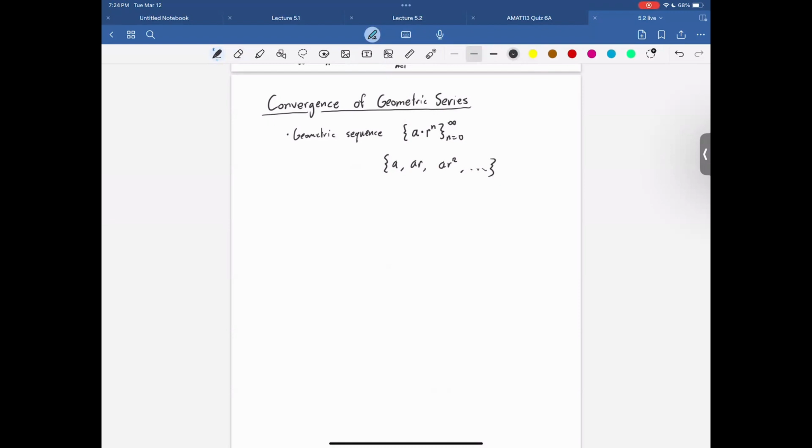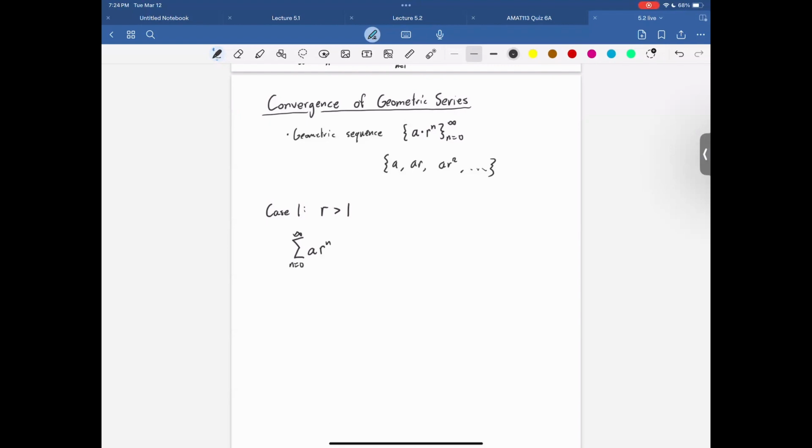Right? And so we want to see that there will be three cases that we have to contend with. And the first is r is greater than 1. And so we want the sum of a r to the n from n equals 0 to infinity.